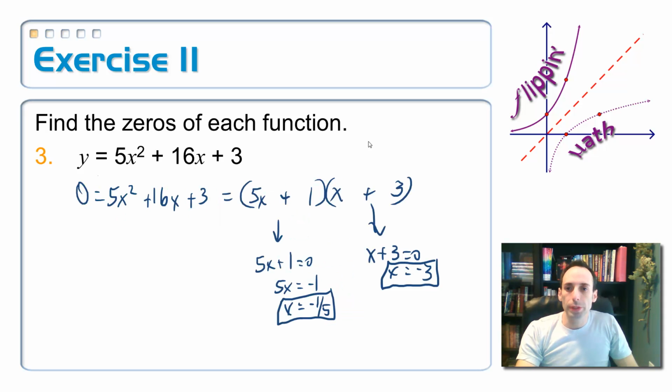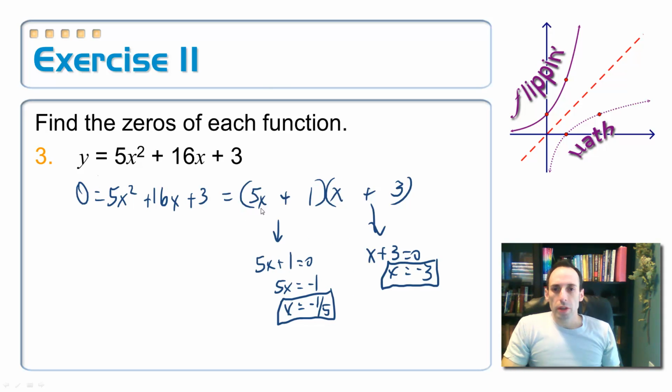Okay, number 3. I did this one by guessing and checking. Open up my two sets of parentheses. The first two places have to multiply up to 5, so I chose 5x and x since it's prime. The last ones have to multiply up to 3. Again, it's prime, 1 and 3. I put the 3 opposite the 5 because we're trying to get up to 16. So the outside terms 15, the inside terms 1. You add those things up, you get 16. Set them both equal to 0. You get x equals negative 1/5 and x equals negative 3.